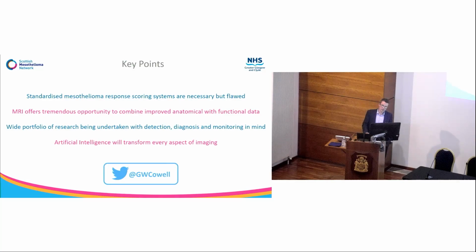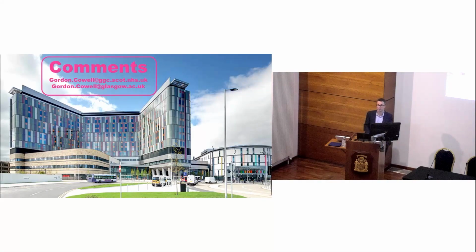So just to remind you, we've got standardised mesothelioma research scoring systems. They're entirely necessary, but they're currently pretty flawed. MR, a fantastic opportunity to combine both high quality anatomical information with some functional information, depending on what technique you use. And there is a pretty wide portfolio of research being done in imaging in mesothelioma, with both detection and monitoring disease in mind. And a reminder that artificial intelligence will completely transform every aspect of imaging. I'd welcome any comments you've got.